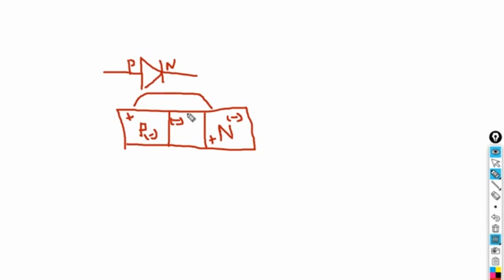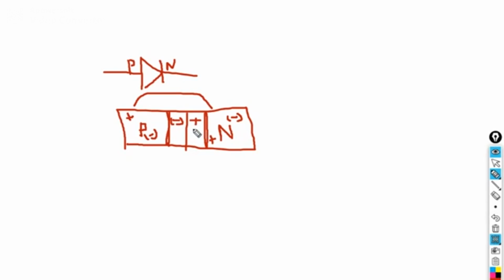And whenever negative charges, or electrons, move from here to here, they will leave a positive ion. So this region is depleted of charges. That's why it is called a depletion region.